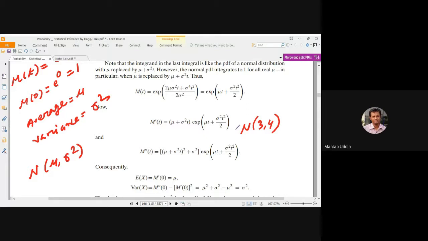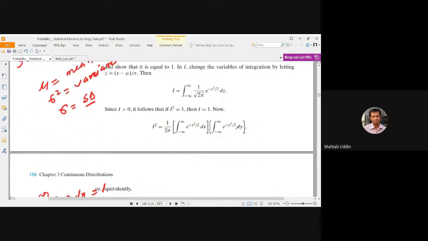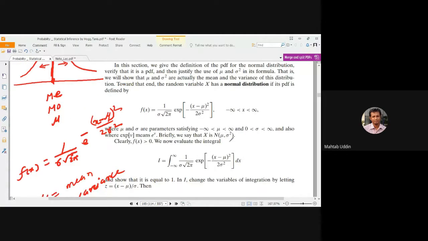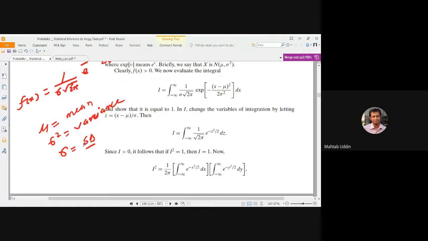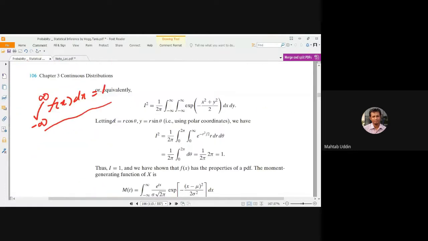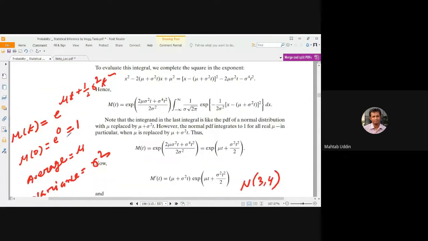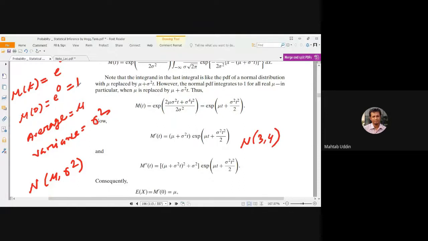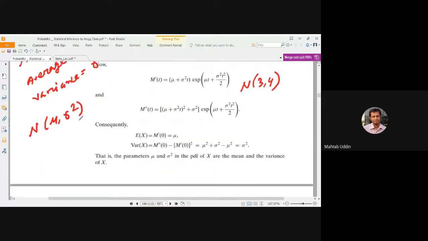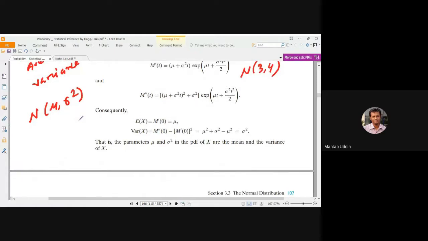So these are the properties we need from here. This is a PDF. Mu is the mean, sigma square is the variance, sigma is the standard deviation. We can show the total probability is 1. The moment generating function is e to the power mu t plus half sigma square t square, and from there we can verify M(0) equals 1. The average is mu, sigma square is the variance, and it can be denoted by N(mu, sigma square). These are the basic facts here.